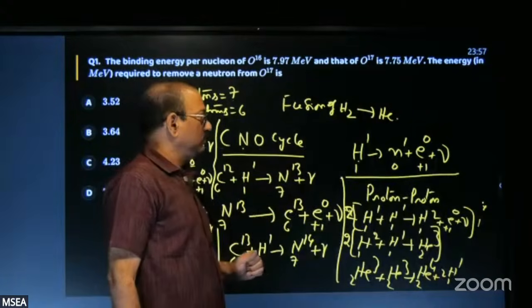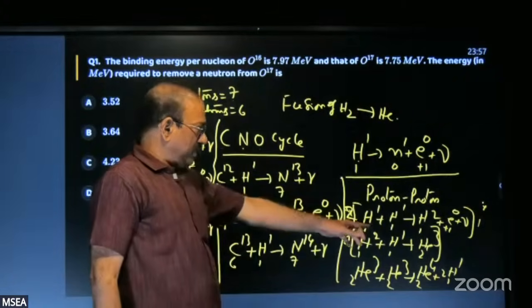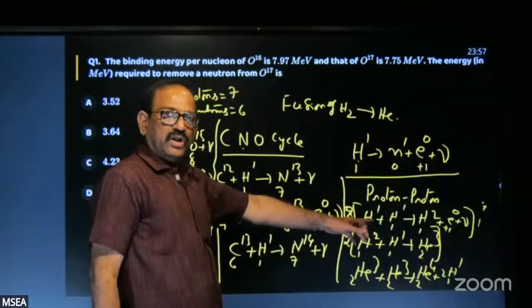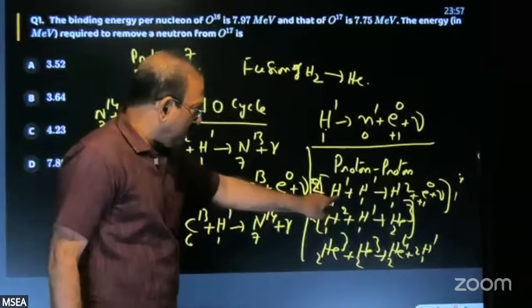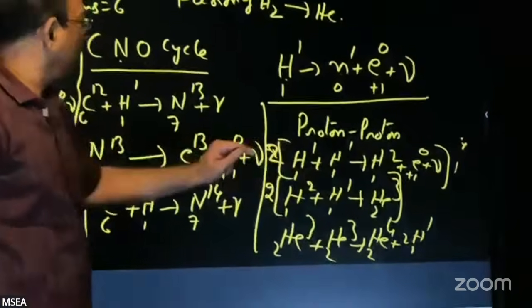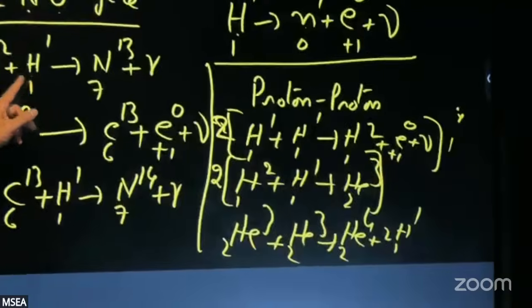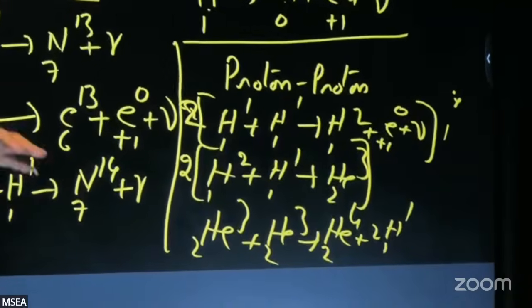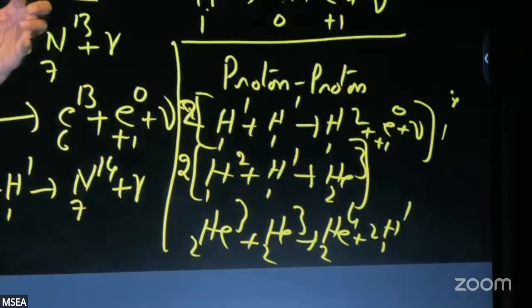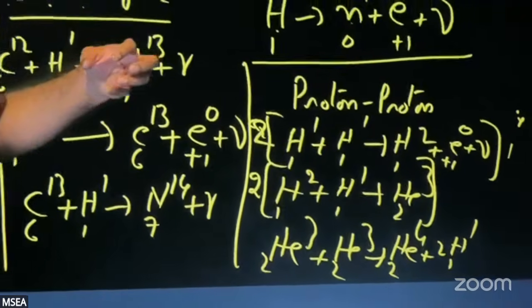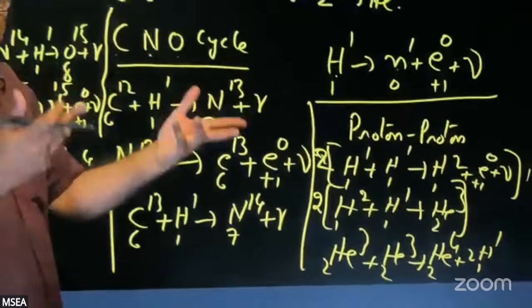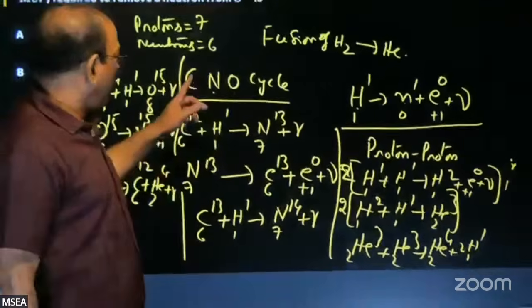Remember these points. The proton-proton cycle needs less temperature because the nuclei which are fusing have less positive charge. Here the nuclei which are fusing have high positive charge. More repulsion is there, no? Between combining nuclei. As more repulsion is there, they need more kinetic energy to combine. So more temperature is required.